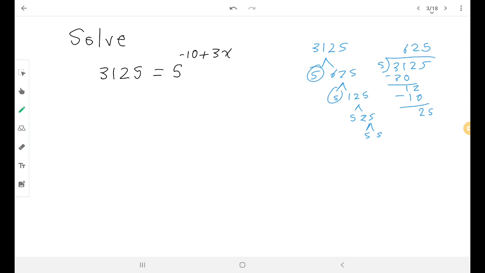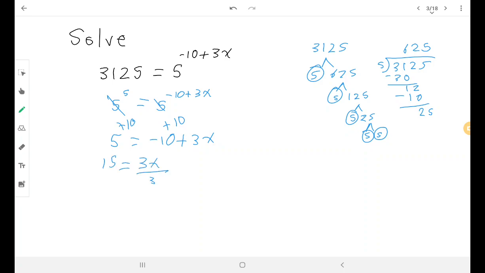So we've got 1, 2, 3, 4, 5 of them, so this is 5 to the 5th equals 5 to the negative 10 plus 3x. And now I can ignore the bases and set the exponents equal to each other and solve. Easiest way to solve is to get rid of things on that side, add 10 to both sides, have 15 equals 3x, get rid of the 3 by dividing, and have 5 equals x. All right, I'll give you a chance to look at that for a moment.